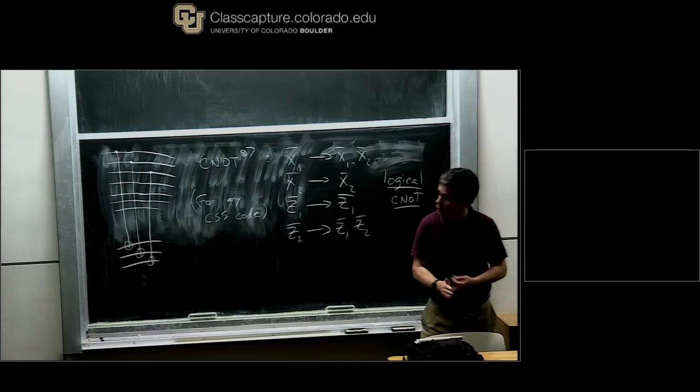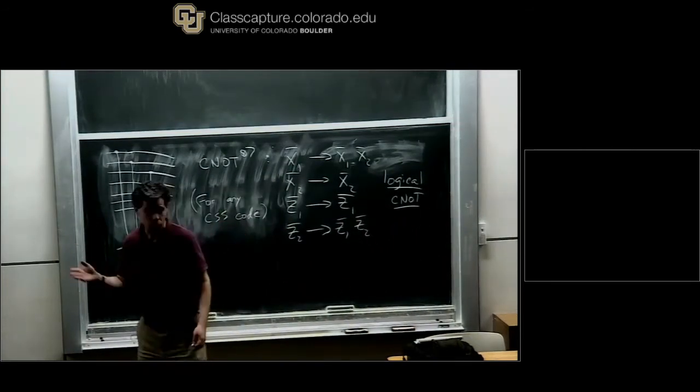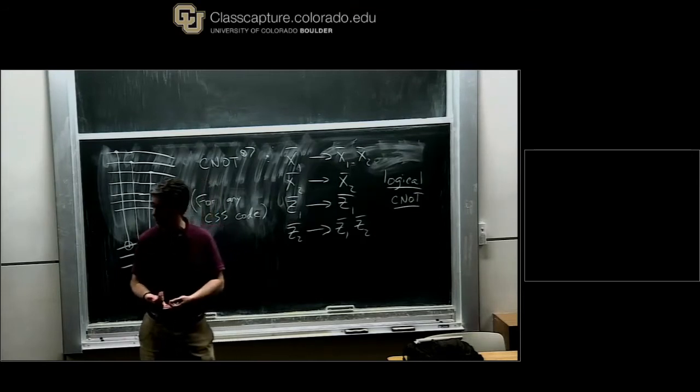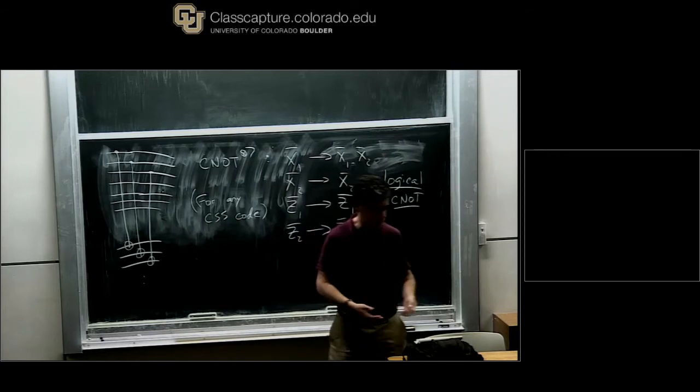Okay, so for the 7-qubit code, we now have the logical Hadamard, we have the logical C0. There's one more generator for the Clifford group. What about that? So let's try that.